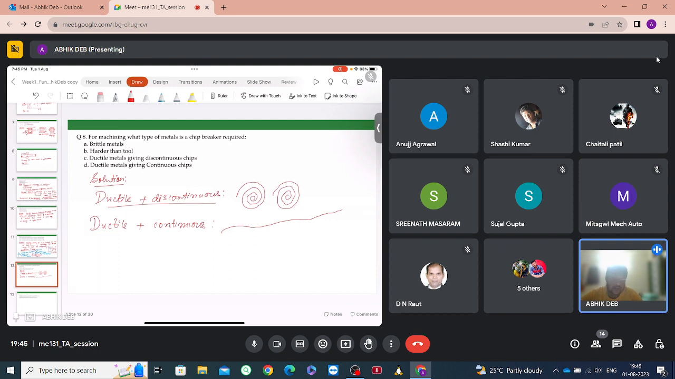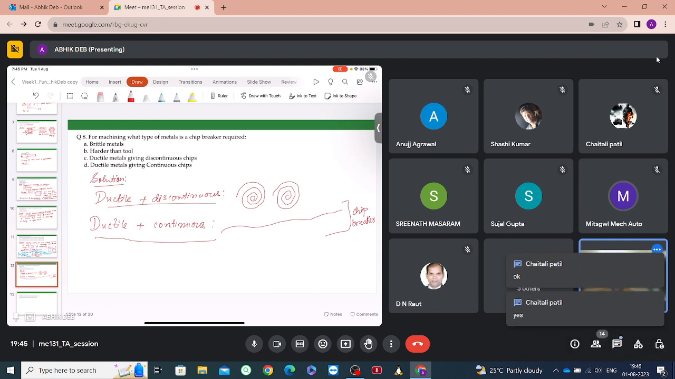This is mostly because, for this ductile material, due to the machining process, if the chip material is not work hardened or strain hardened enough, then they will form these continuous chips. I hope you understand what work hardening or strain hardening is. In this particular case, a chip breaker is required. Chaitali, is it clear what is ductile plus discontinuous and ductile plus continuous? Okay. So the correct option here will be option D.